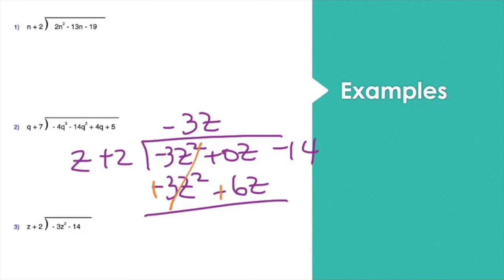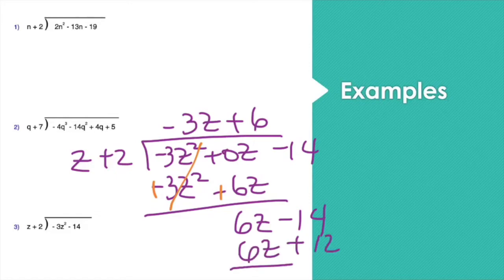That goes away. This will become 6z minus 14. Z times what gives us 6z? That's just 6. Multiply that out, and we get 6z plus 12. Let's change the signs. These will cancel out, and I will get negative 26. So my remainder is negative 26, and I will put that all on as the fraction over z plus 2.